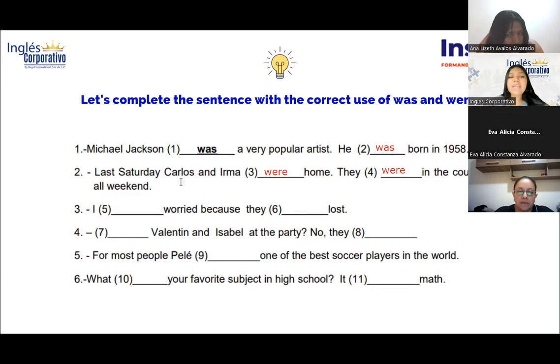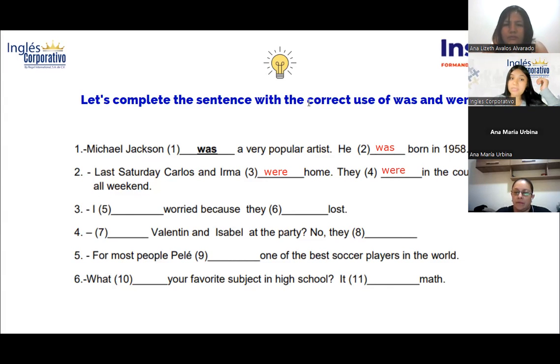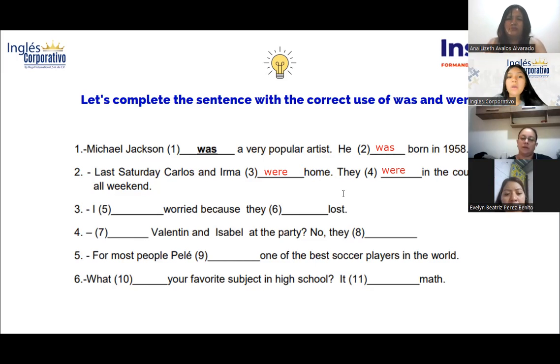Okay, pero fíjese bien, dice, last Saturday, Carlos and Irma were home. Y aquí dice, they were in the country all weekend. Aquí sería así, dice, el sábado pasado, last Saturday, okay? Last Saturday. Irma estuvieron en casa. Ellos estuvieron en el país todo el fin de semana. They were. Pero en este caso, vamos a poner la negativa, que no estuvieron en casa, okay. They were not.